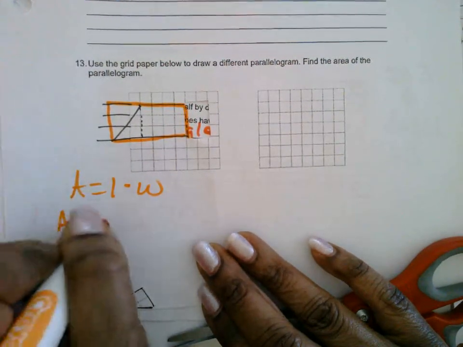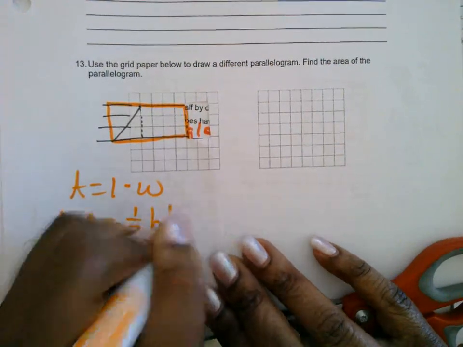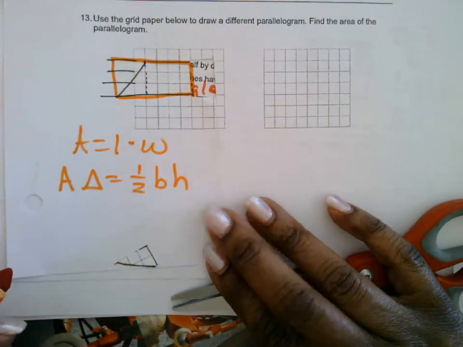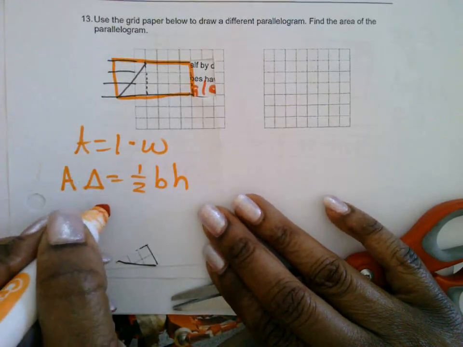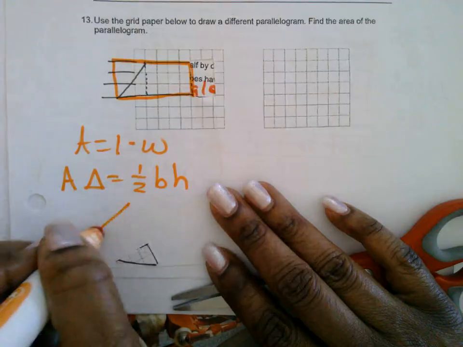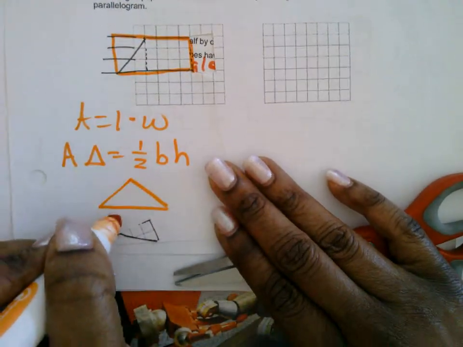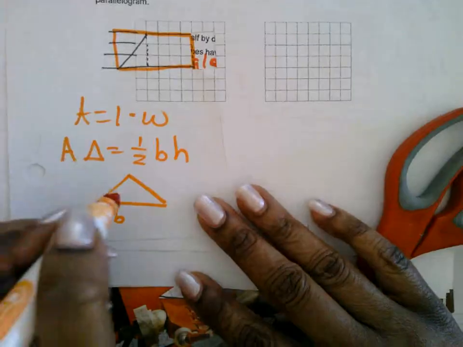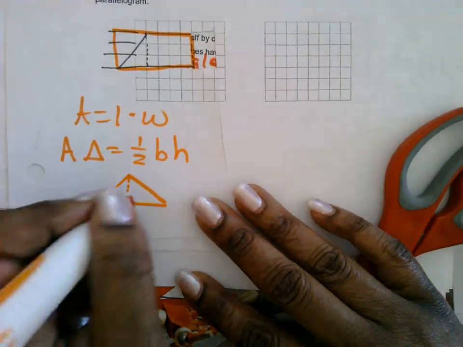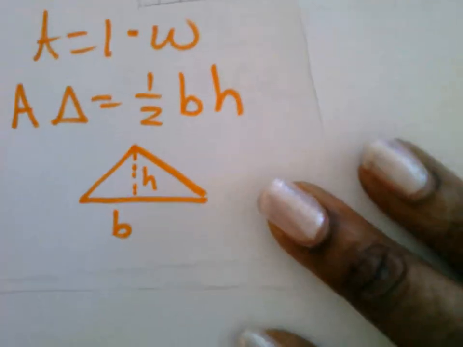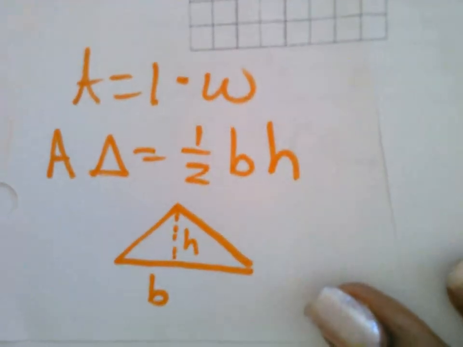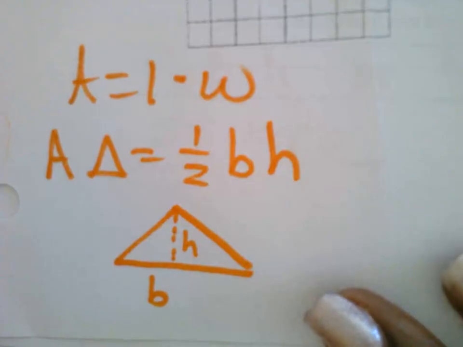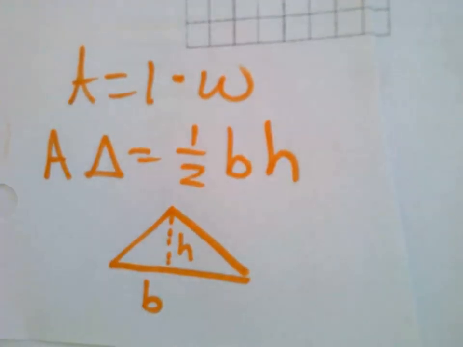The area of a triangle is 1/2 base times height. The height is always straight up and down. Write this down, Nathan. Here is the base. Here is the height of the triangle. That's an H.